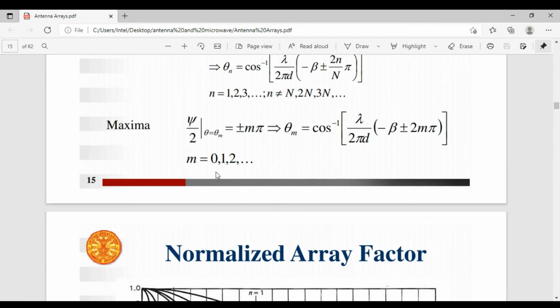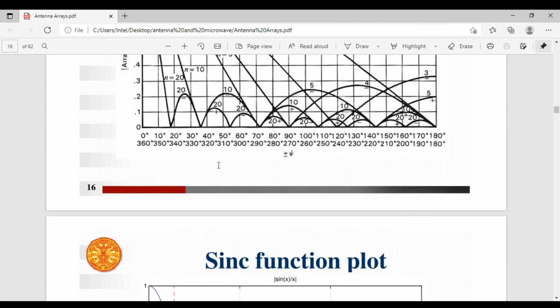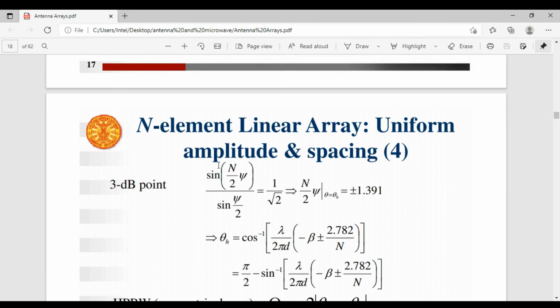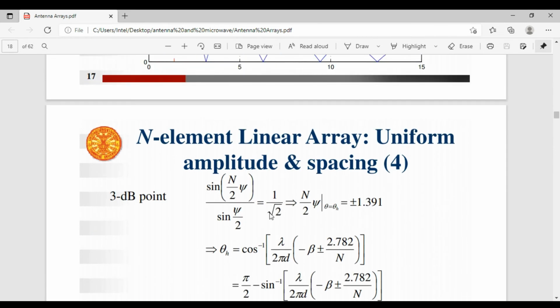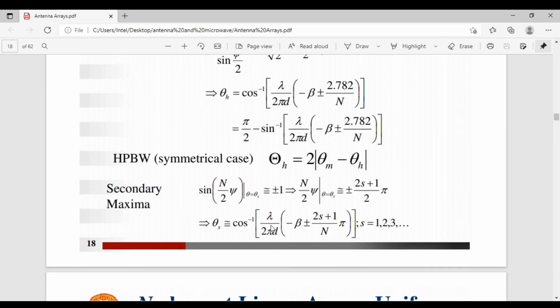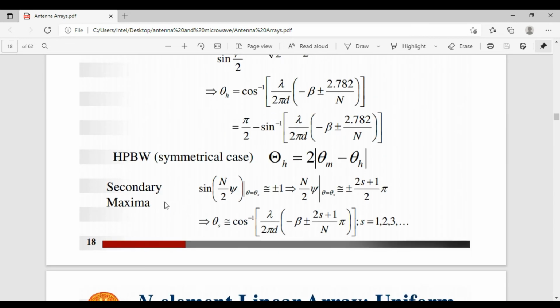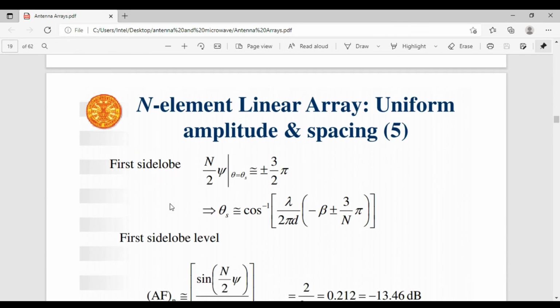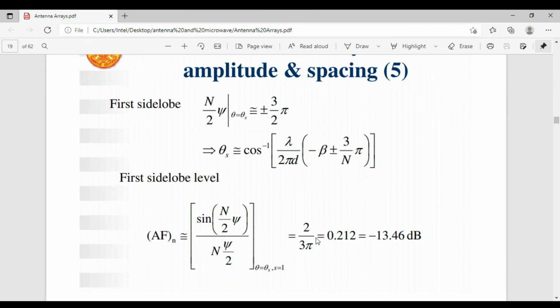So we have to find the maxima, the magnitude of the maxima, and where the maxima is located, that is the theta value, then the nulls, then the magnitude and so on, we can find. Okay. So this is an N element linear array, uniform amplitude and spacing. Here it is the secondary maxima, and here the first side lobe, where the side lobe is located. By using the substitution we can find the values.